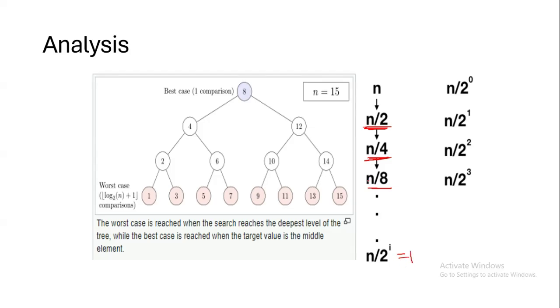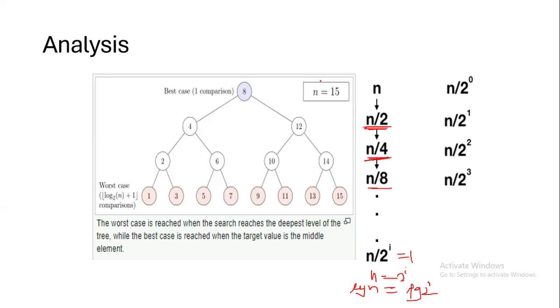Now how can we represent it? The size of the array will become 1 at the ith iteration. So that is n divided by 2 raised to i is equal to 1. This is nothing but n is equal to 2 raised to i. Now taking the log of both sides, we get the expression log of n is equal to log of 2 raised to i.